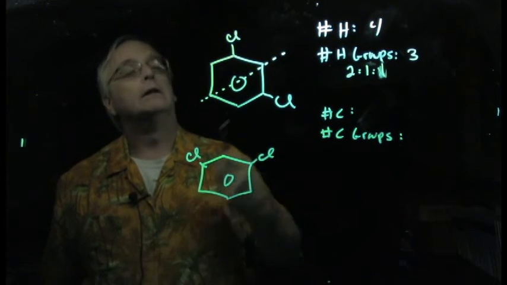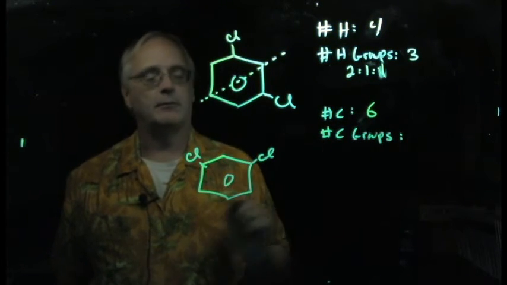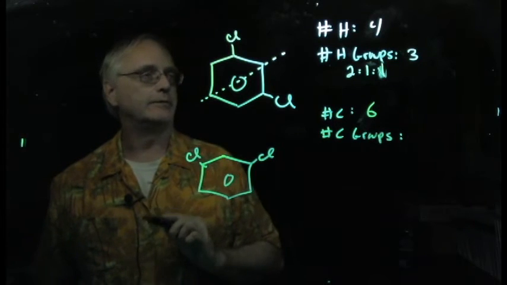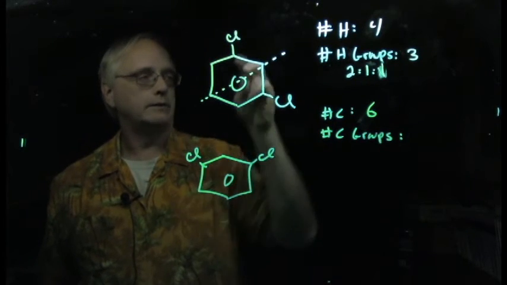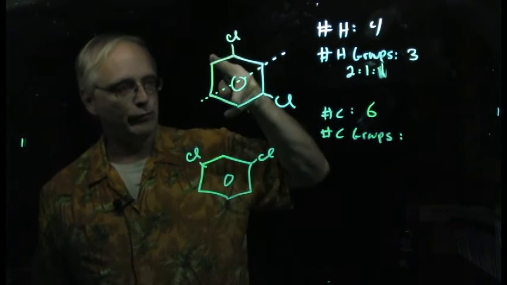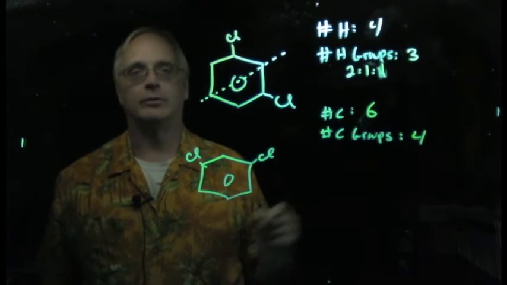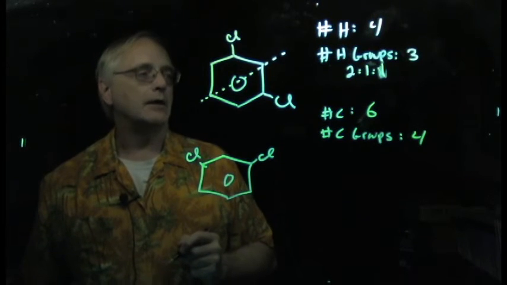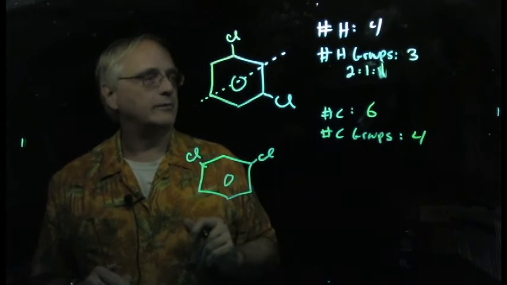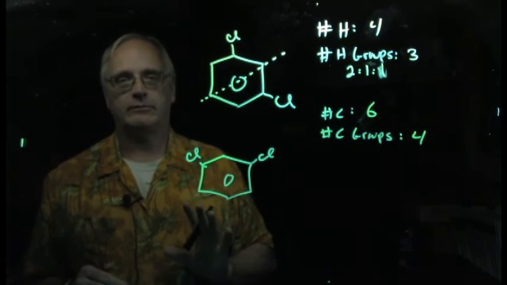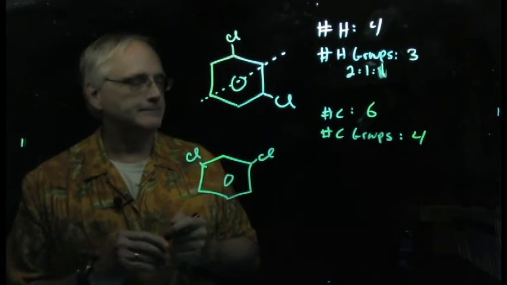Looking at the number of carbons, same type of molecule we've been looking at, it has 6 carbons, but 1, 2, 3, 4. There are 4 distinct carbon groups in this thing. All right, no great surprise what the last one's going to be. One more application of the magic eraser, and on to the next.